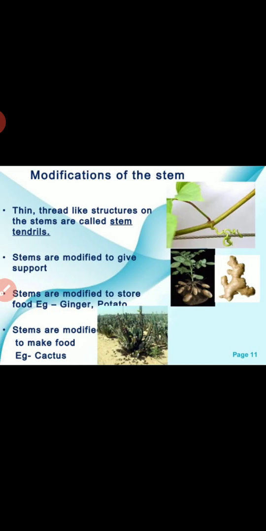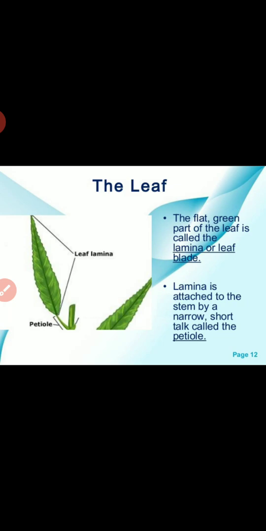Then modification of stems. The thin thread-like structures on the stem are called stem tendrils. Stems are modified to give support. Stems are modified to store food. Example, ginger and potato are all stems. Stems are modified to make food. Example, cactus. Now the leaf.